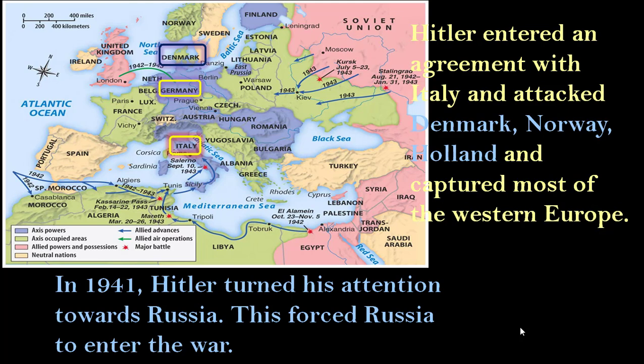In 1941, Hitler turned his attention towards Russia. This forced Russia to enter the war. Before, an agreement had been made, called the non-war pact. But in the year 1941, Hitler turned his attention towards Russia. As a result, Russia entered the Second World War.